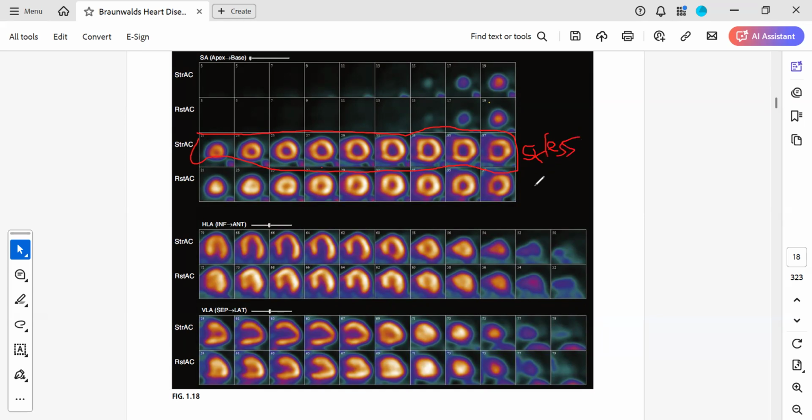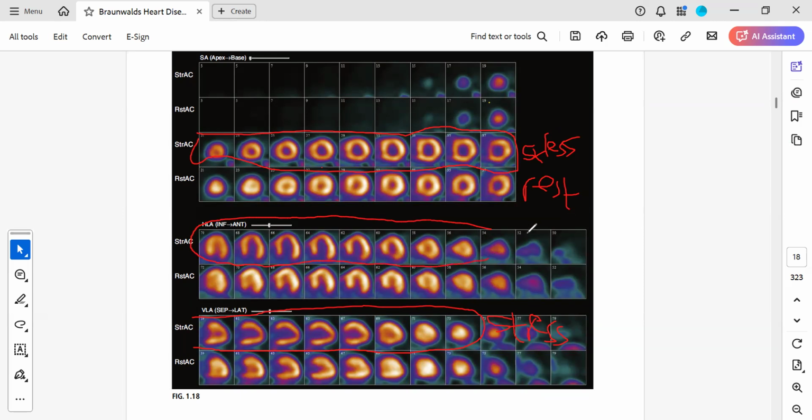Coming down to the horizontal long axis, moving from inferior to lateral, at stress also the cavity moving laterally is larger, more dilated, when compared to at rest. The same thing is applicable to the vertical long axis. The cavity there also is larger, more dilated at stress than at rest. I think you are able to follow the way I'm saying it.